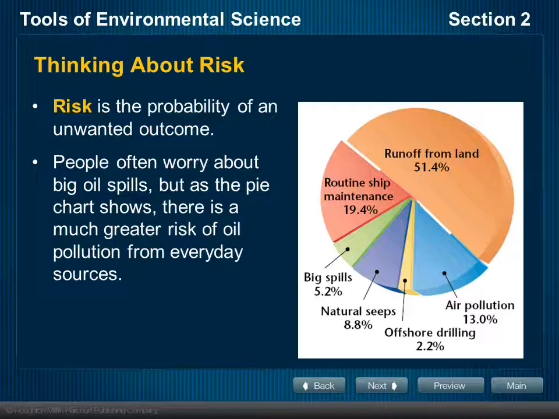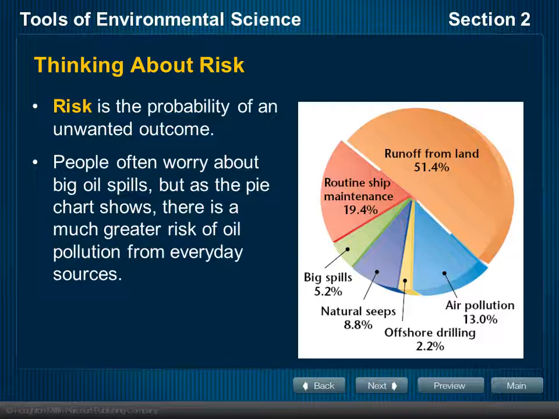But routine ship maintenance actually creates almost one-fifth, 19.4% of oil pollution, from just routinely working on big ships. More than half of oil pollution comes from runoff from the land. Every time we drive our cars on the highway, if you've ever been driving on the highway and it's raining, you see it looks like there's kind of this oily slick right in the middle of the lane you're driving in. That's called the drip line.